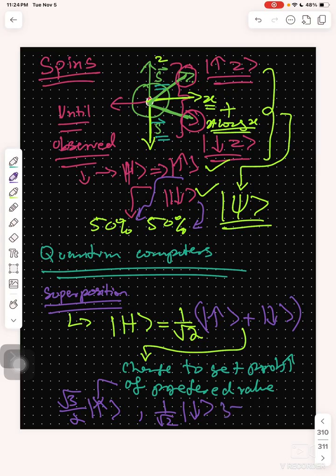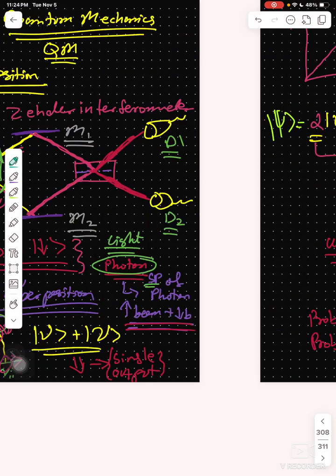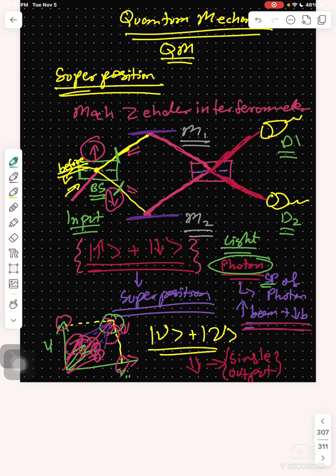Okay, but just as an example, it doesn't add up to 1, just for a head start. My math is weak, I'm sorry. So yeah, this is all about what superposition is. Okay, that's it.